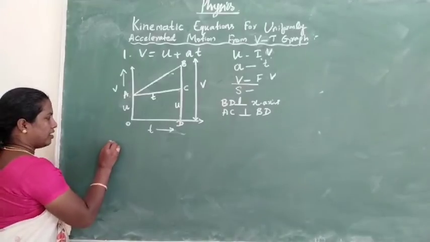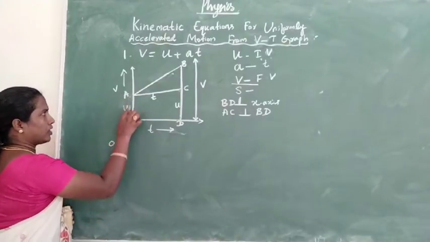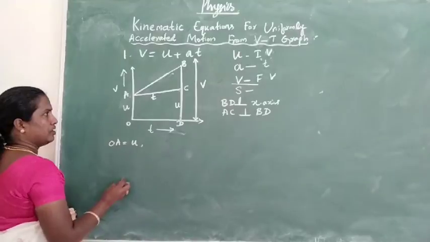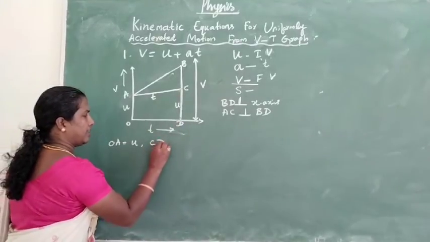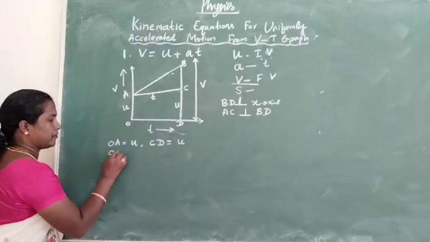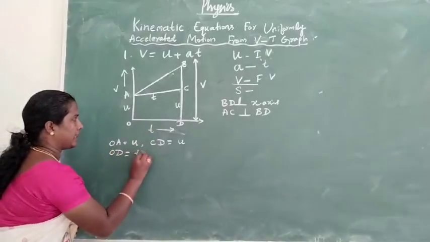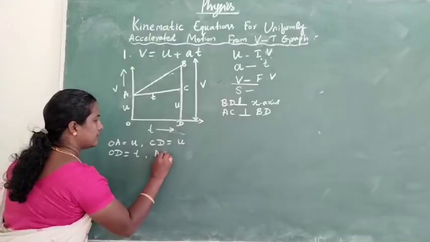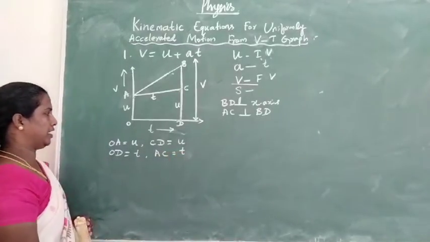From the figure, what is the value of OA? OA is the initial velocity u. Similarly, I can write CD is equal to the initial velocity u. What about OD? OD is time t. And AC is also time t.